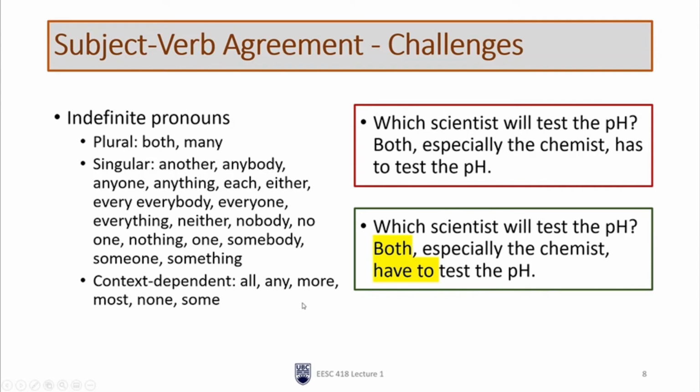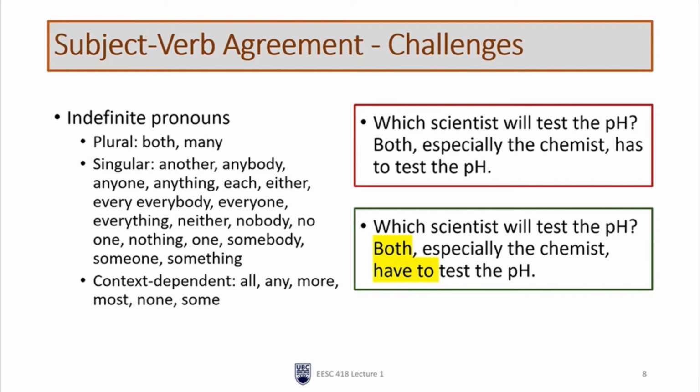There is a long list of pronouns, most of which follow very regular patterns. So anything with both or many will become plural, and you can see all the words here that become singular. Another, anybody, anyone, anything, all of these take the singular verb. Now, there are a few listed at the bottom that are context dependent: all, any, more, most, none, or some. And I'll get to those on the following slide.